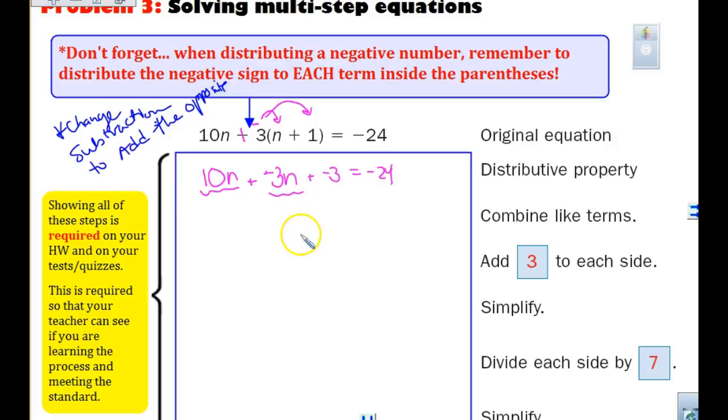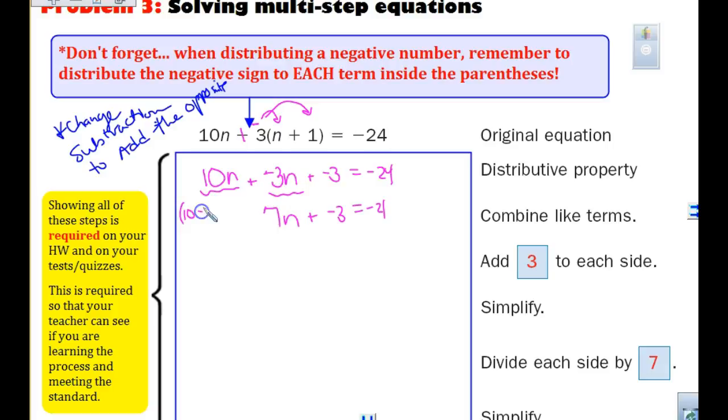Thanks, TJ, I'll give you a shot. 7n plus -3 equals -24. 10 minus 3, we keep the n, right? So when we're adding our like terms, remember that's like 10 plus a -3, and then you're keeping the n. That's how we got 7n.